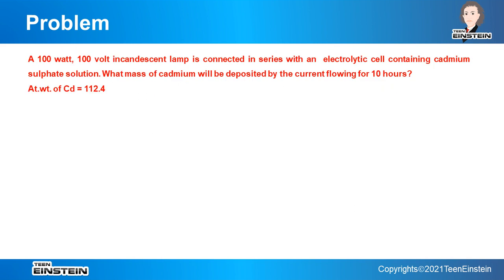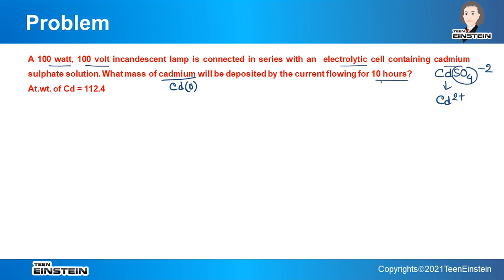Next problem. A 100 watt, 100 volt, what is the unit of power? 100 volt voltage incandescent lamp is connected in series with an electrolytic cell which contains cadmium sulfate solution, CdSO4 solution. CdSO4 means what is the oxidation state of cadmium here? Cd2 plus, because sulfate has charge -2, so it must be +2. What mass of cadmium, that is cadmium 0, will be deposited by the current flowing for 10 hours.